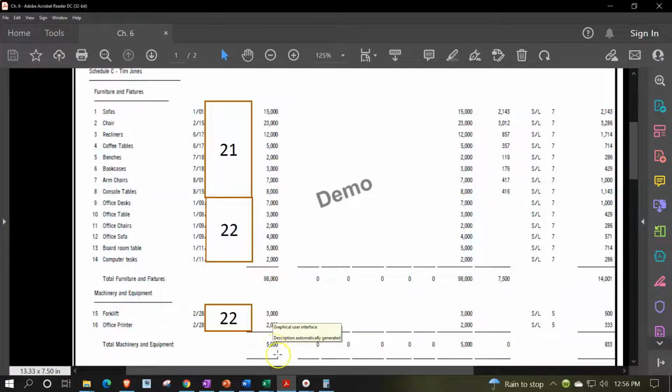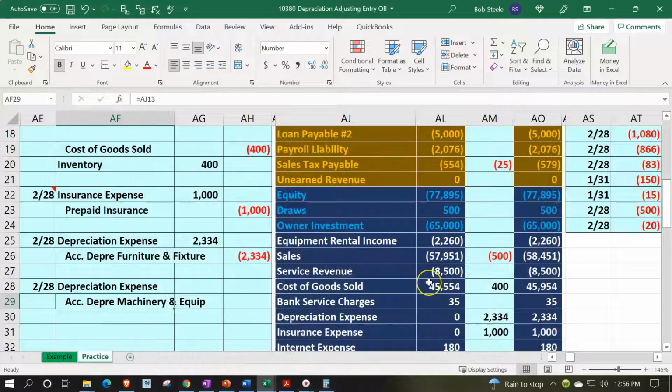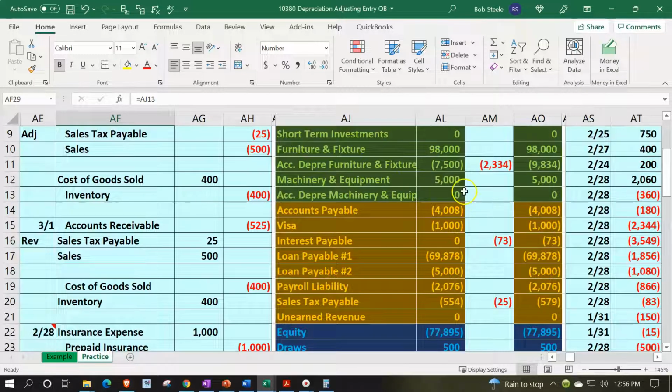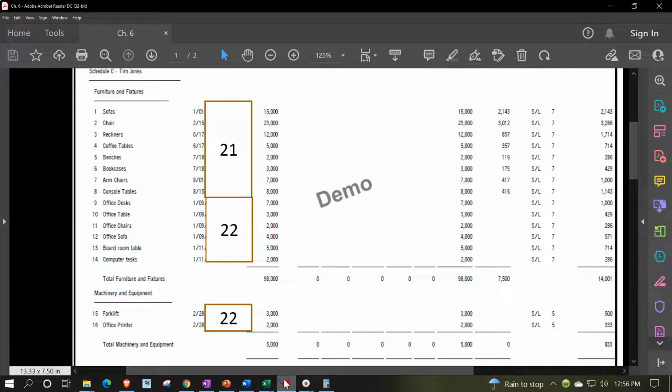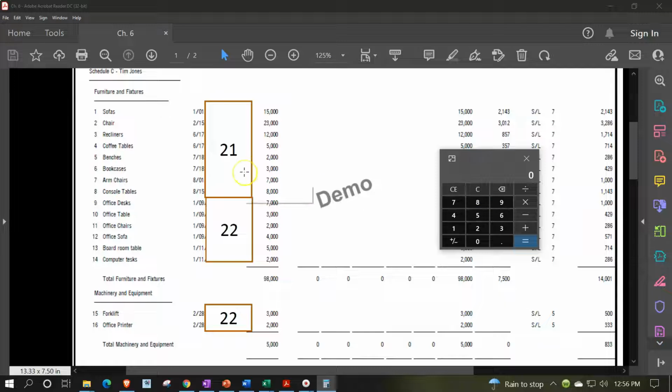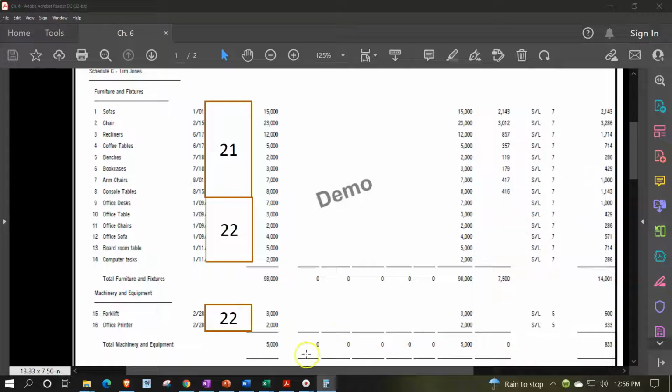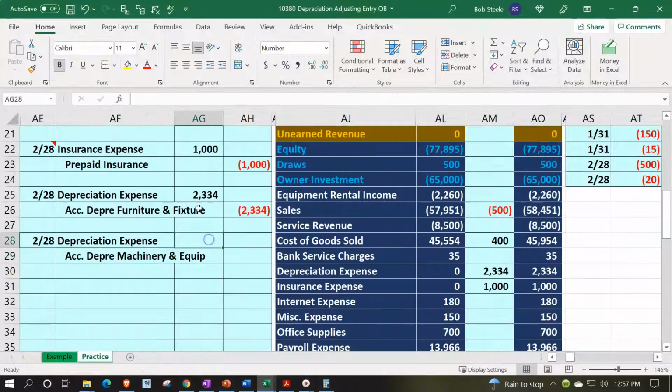It adds up to a total of $5,000 for the total cost. That should match what's on our books, $5,000 here. And then we had the current depreciation at the 833. That's a yearly amount. We got to break it down to 2 months. 833 divided by 12 times 2 gives us the 139 about. So let's scroll on down and put this 139 on the debit and the credit.